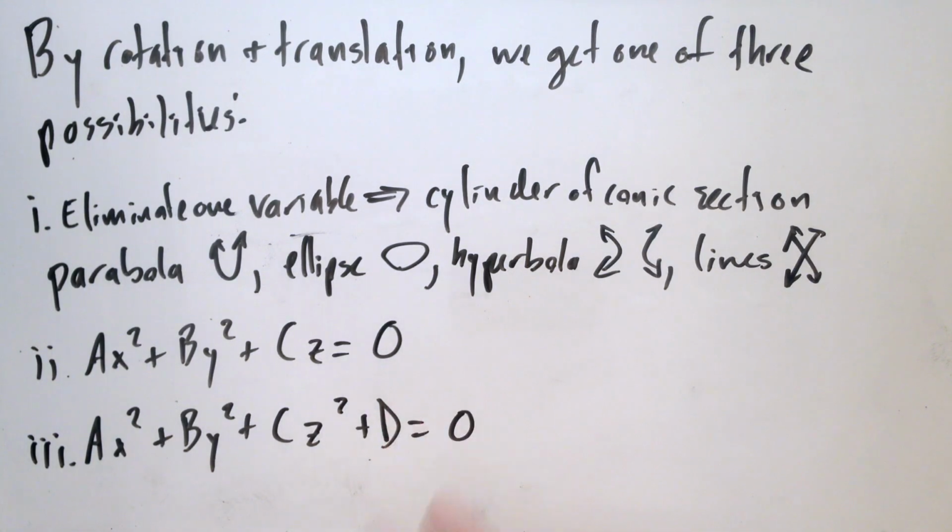And I'm going to talk about it in terms of how the equation is altered. First, we might be able to get rid of one of the variables altogether. Just have an equation in, say, x and y. This gives us a cylinder. Specifically here we get a cylinder of a conic section.